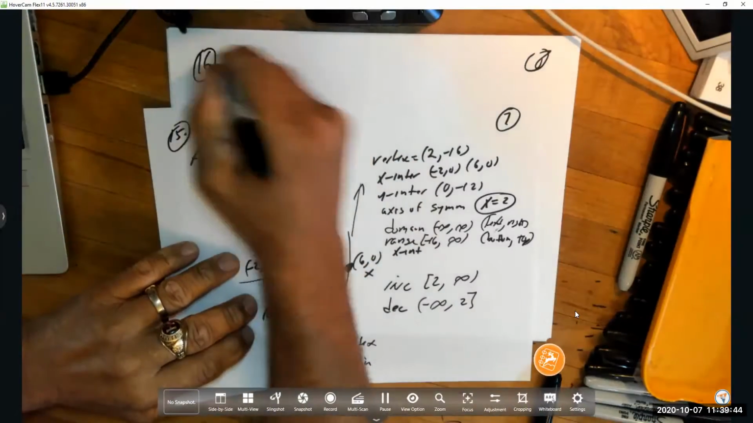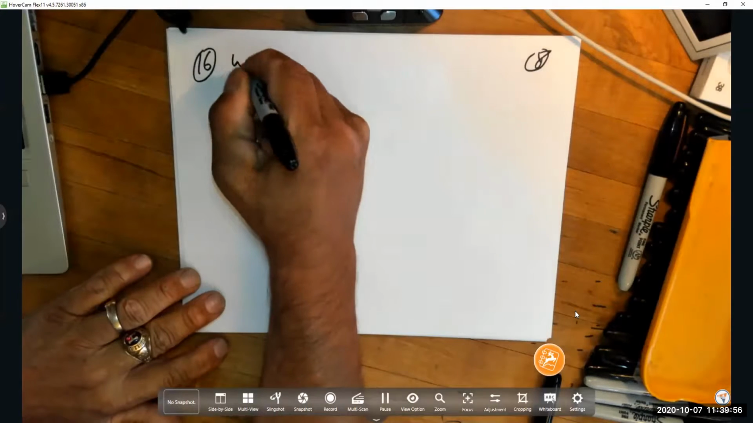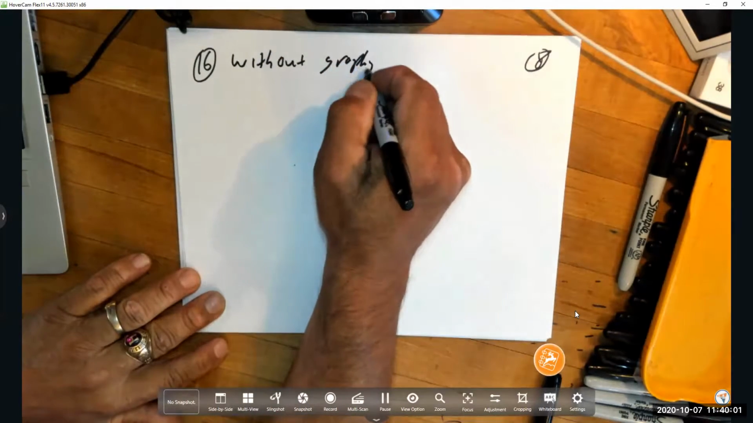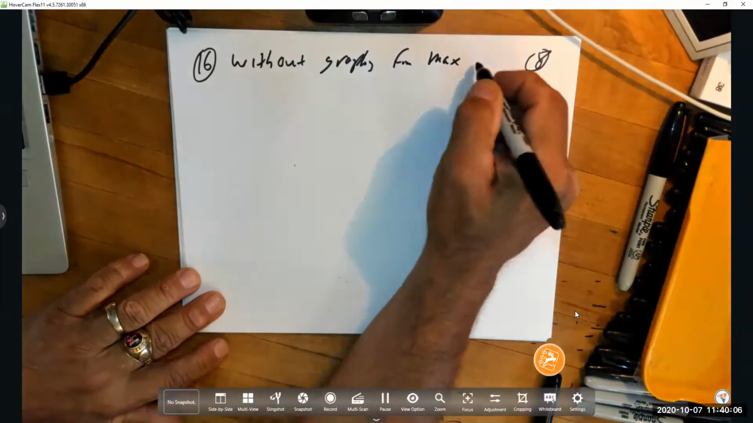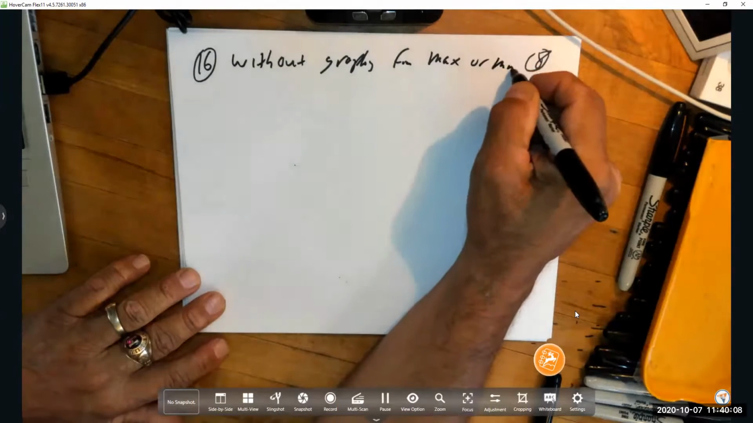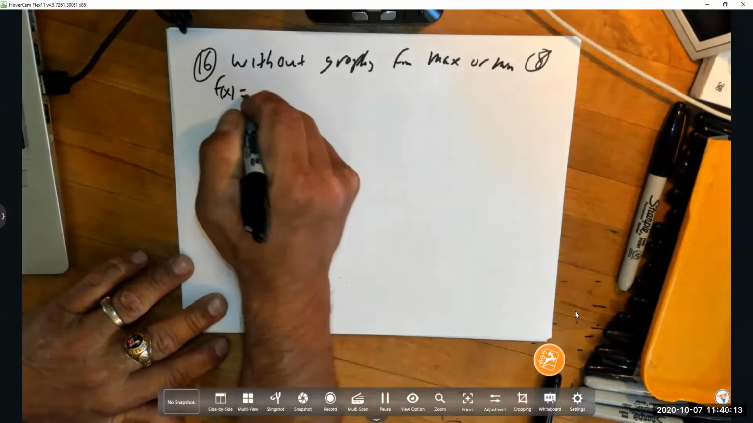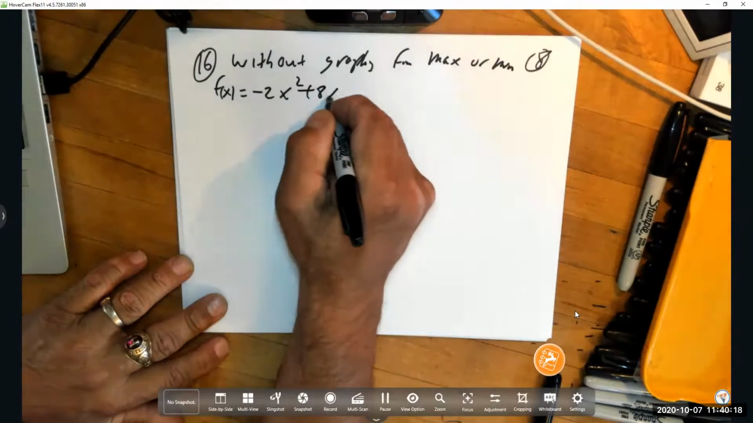Okay. Question number 16. It says, without graphing, find the max or the min. Okay, so don't graph it. You just have to look at it and figure it out. I'll just show you how you do that. Minus 2x squared plus 8x minus 3.